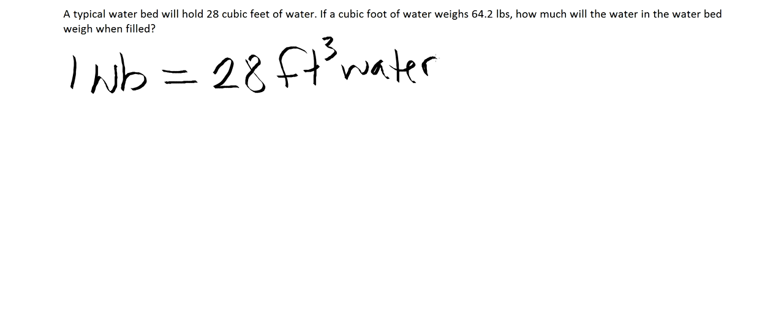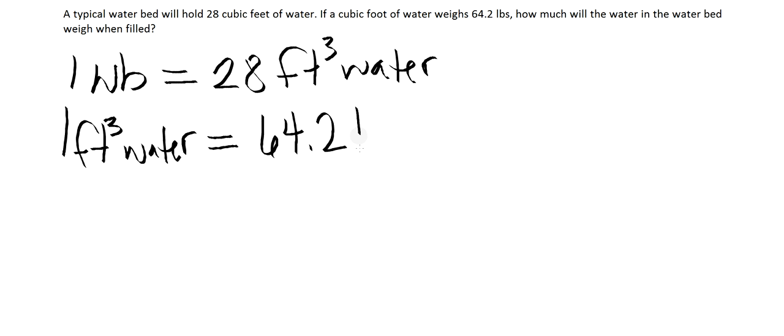Okay, and the other relationship that's being identified in our problem statement is that 1 cubic foot of water is the same thing as 64.2 pounds of water. So I know the relationships here now. This is asking me to figure out how much the water in the water bed is going to weigh when I fill it up. Because I know these relationships, I can set them up as fractions in order to change the units around. So I'll know the relationship between the one water bed and its weight. Okay, so that's the goal.